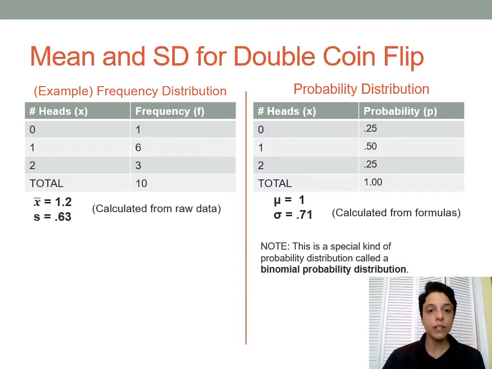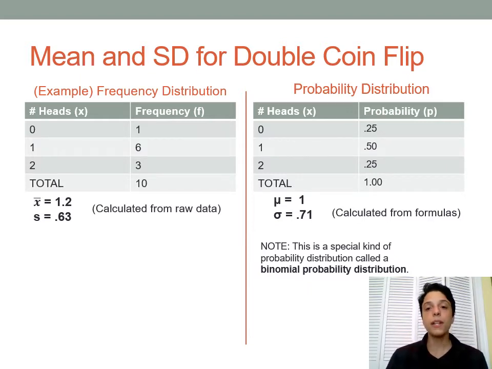So if you look at the example frequency distribution and the probability distribution, what you can see is that the sample mean, so x bar, of 1.2 is pretty close to the mean for the probability distribution. This is because the probability distribution is telling you that the most likely mean you're going to get for all of your coin flips is 1, and it comes out to 1.2 in our actual data. The probability distribution tells you that the most likely standard deviation you're going to get is 0.71, and you can see that we have a standard deviation of 0.63 in the example frequency distribution, which is pretty close.